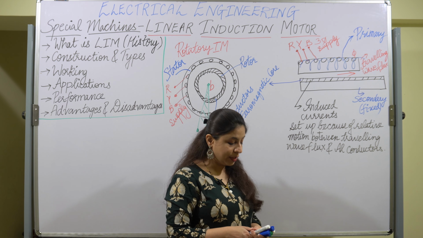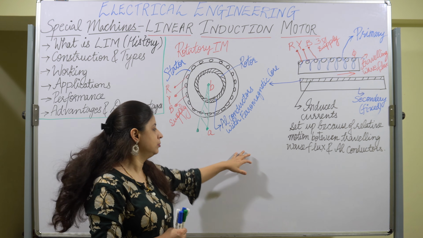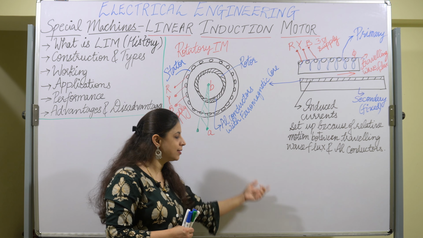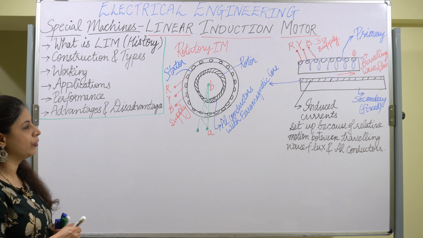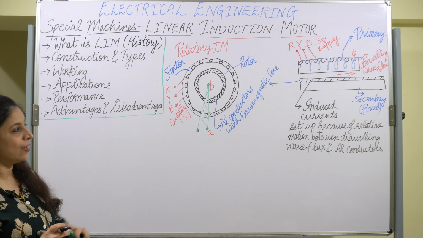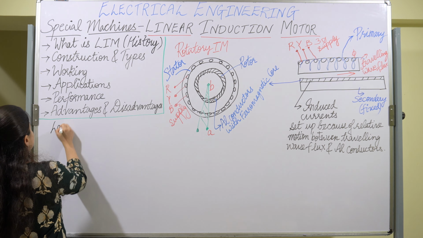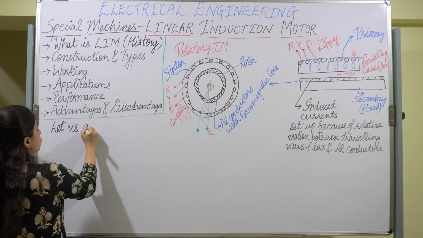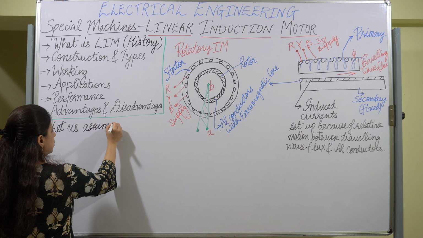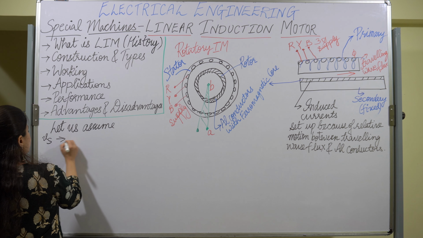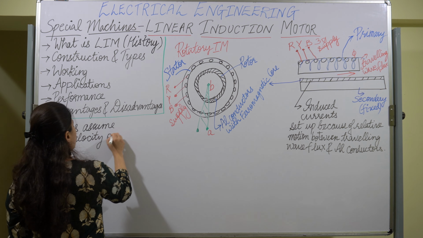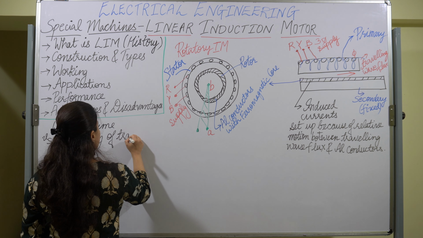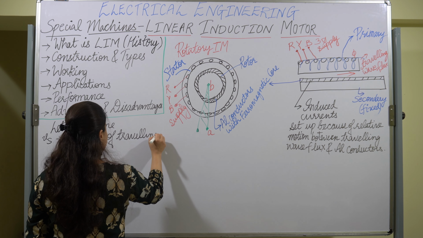Now let us note down some formulas for the numericals. We have already known what a traveling wave flux is. So let us assume Vs to be the velocity of the traveling wave flux.